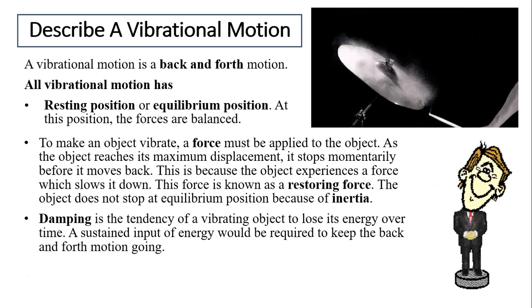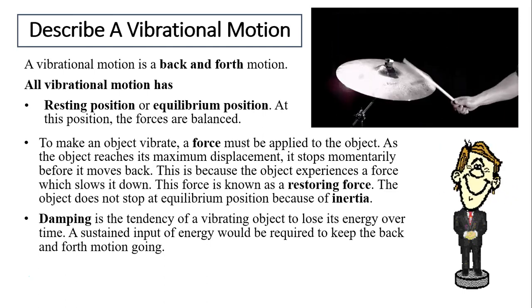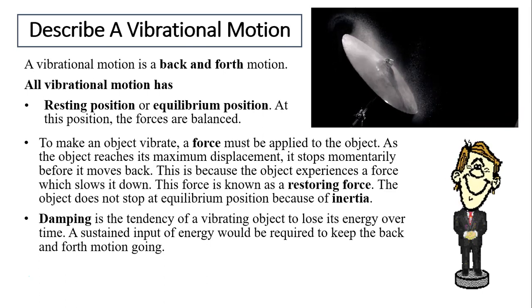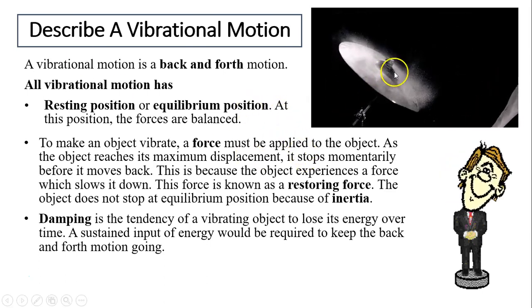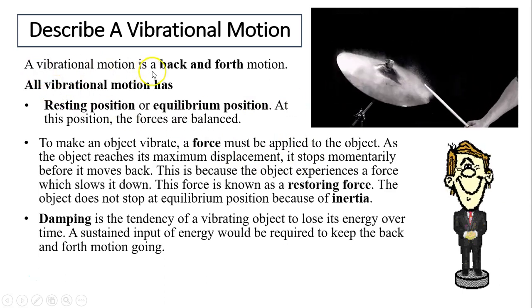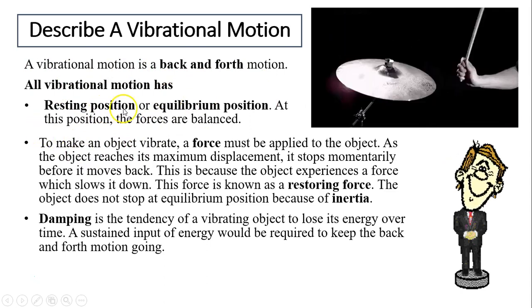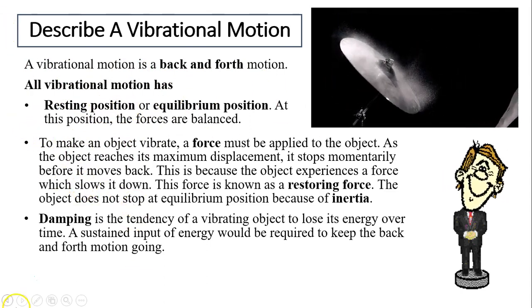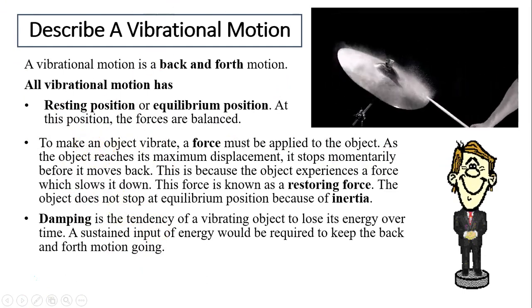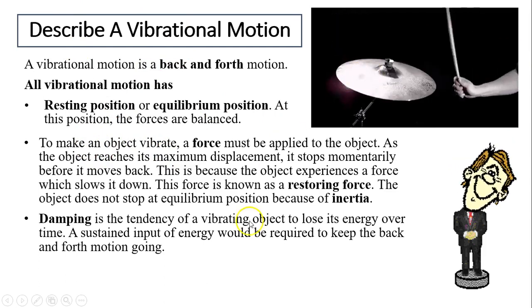Describing a vibrational motion. Here are two animations showing vibrational motion. A bobblehead is a vibrational motion. Also, when you hit a symbol, that's also vibrational motion. So vibrational motion is a back and forth motion. All vibrational motions have a resting position. For the bobblehead, the resting position is when the bobblehead is in the middle. For the symbol, it is when it is at rest.